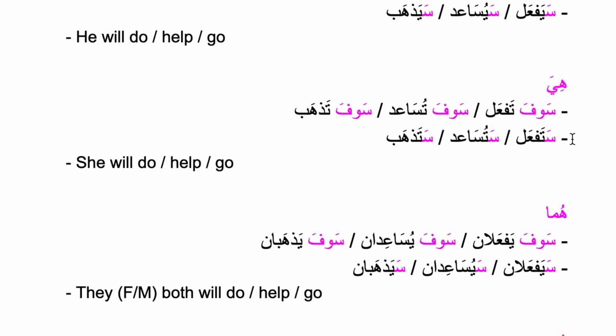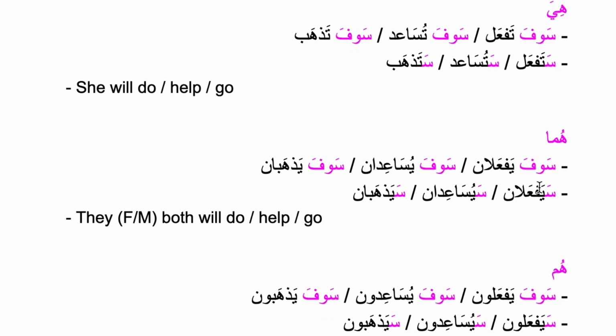Next is هي, and it means she. سوف تفعل, she will do. سوف تساعد, she will help. سوف تذهب, she will go. The second form, ستفعل, she will do. ستساعد, she will help. ستذهب, she will go.